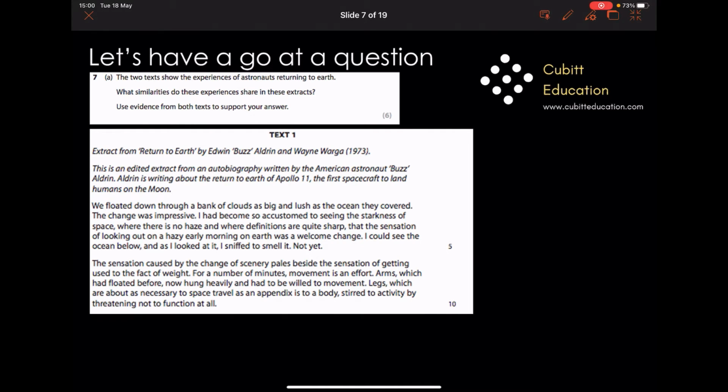Okay, so here is text 1. This extract is from Return to Earth by Edwin Buzz Aldrin and Wayne Warga, 1973. This is an edited extract from an autobiography written by the American astronaut Buzz Aldrin. Aldrin is writing about the return to Earth of Apollo 11, the first spacecraft to land humans on the moon.